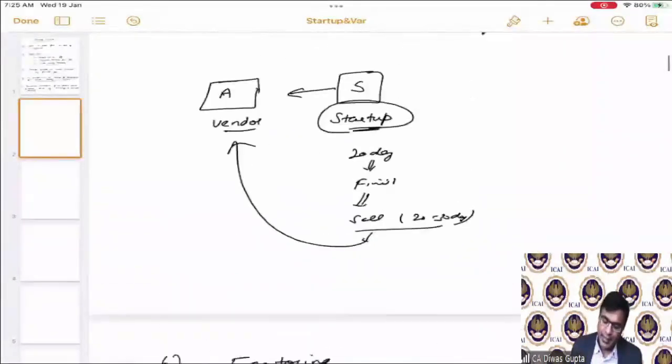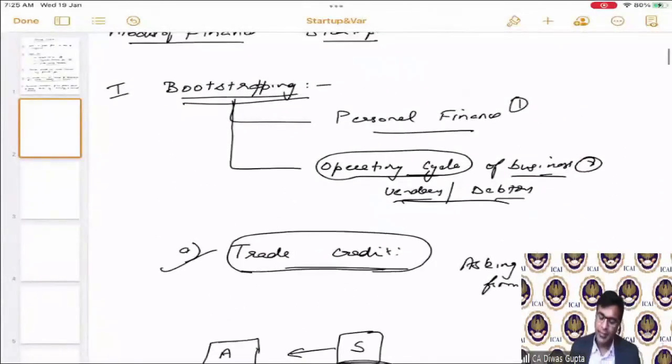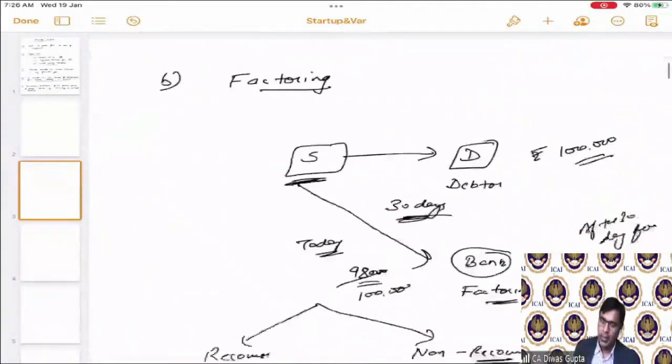So these are the three things. So bootstrapping means that we are trying to scratch out whatever is available in the operating cycle or within the personal financing of the startup. So the operating cycle means vendors, debtors, and even the leasing side. Whatever is possible, they will just take that amount, take that thing and move it forward.